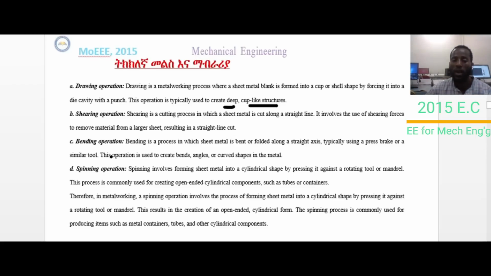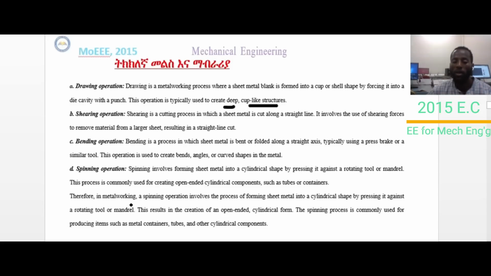And in C, bending operation, the sheet metal is bent or folded along a straight axis, typically using a press brake or a similar tool. This operation is used to create a bend, angle or curved shape in the metal part. D, spinning operation. This involves forming sheet metal into a cylindrical shape by pressing it against a rotating tool or mandrel, and this process is commonly used for creating open-ended cylindrical components such as tubes or containers.